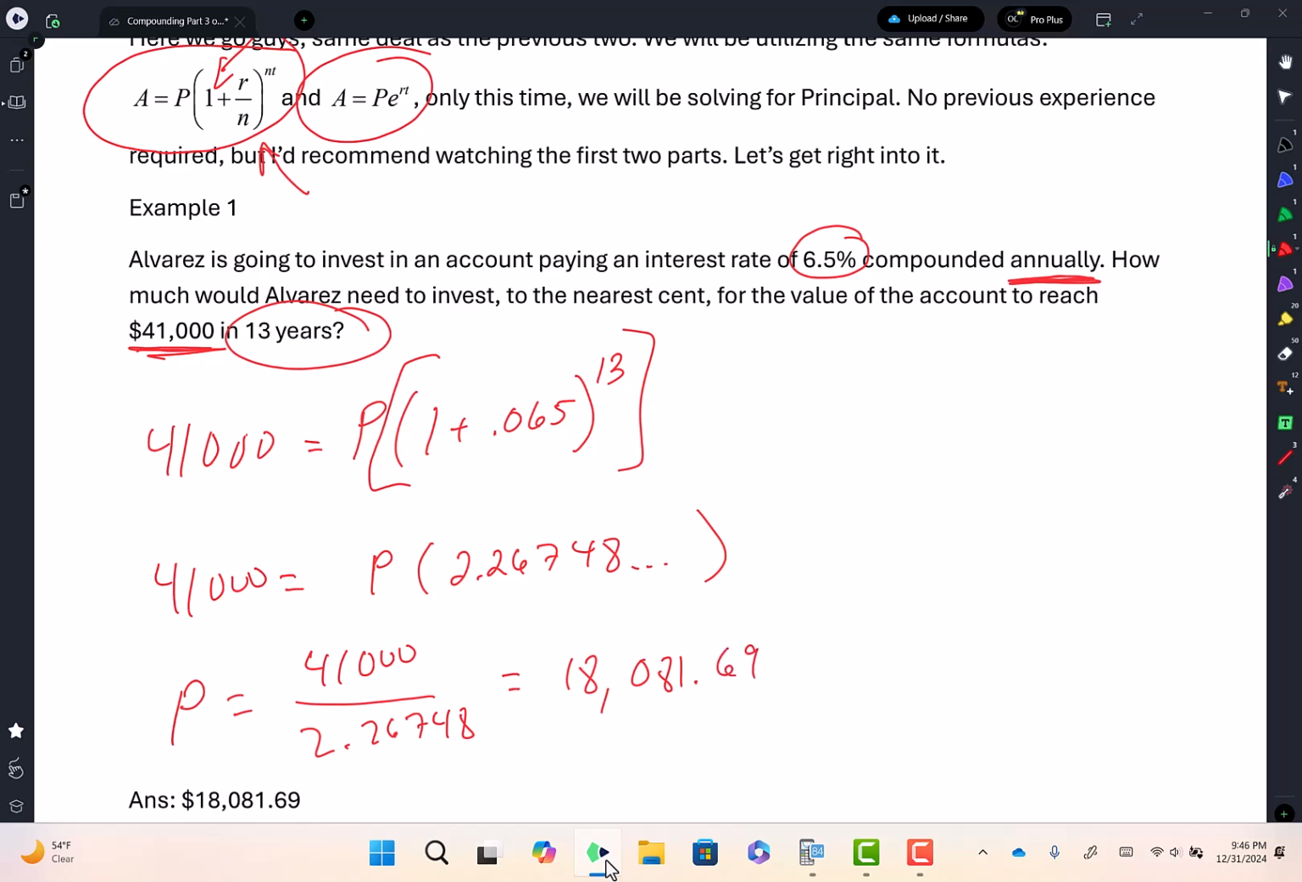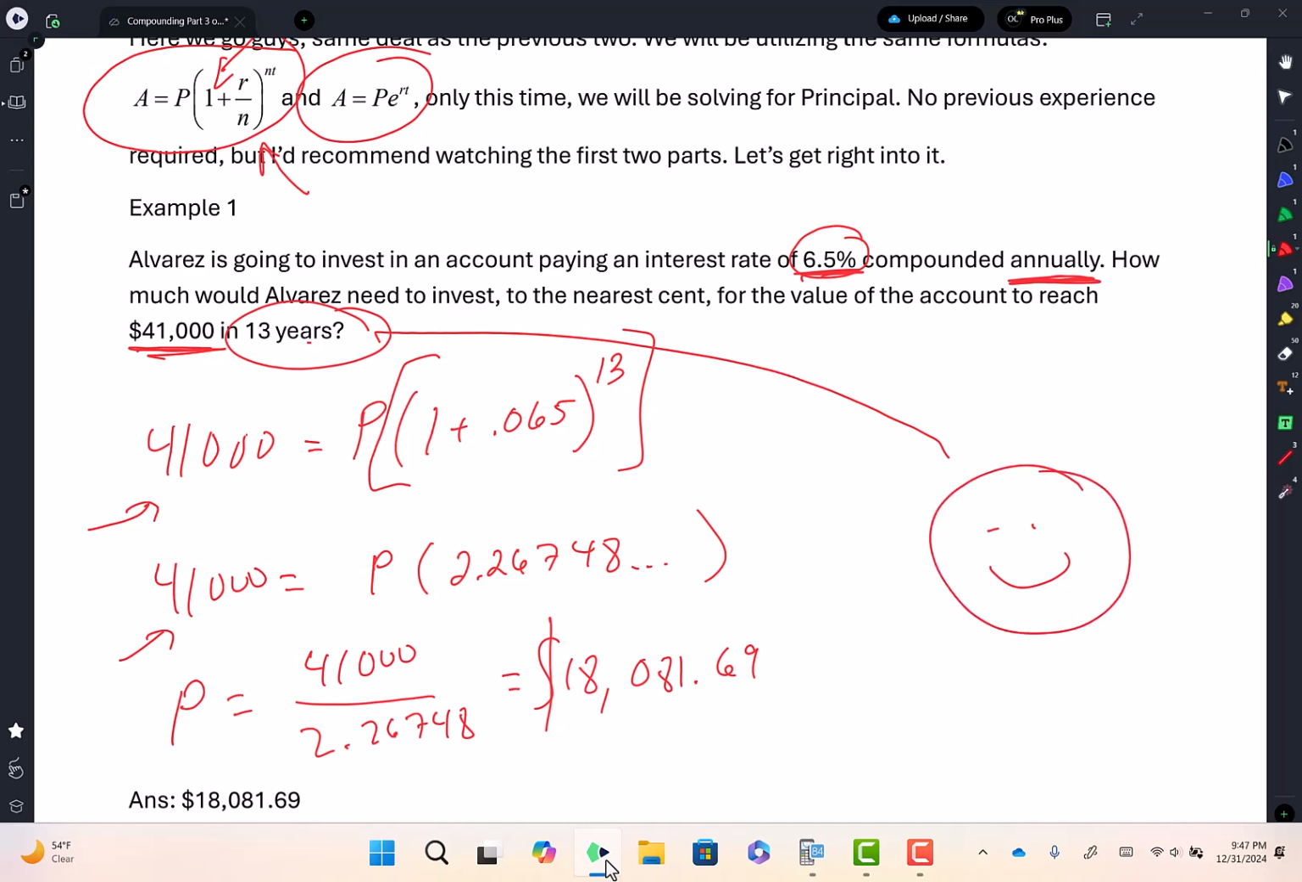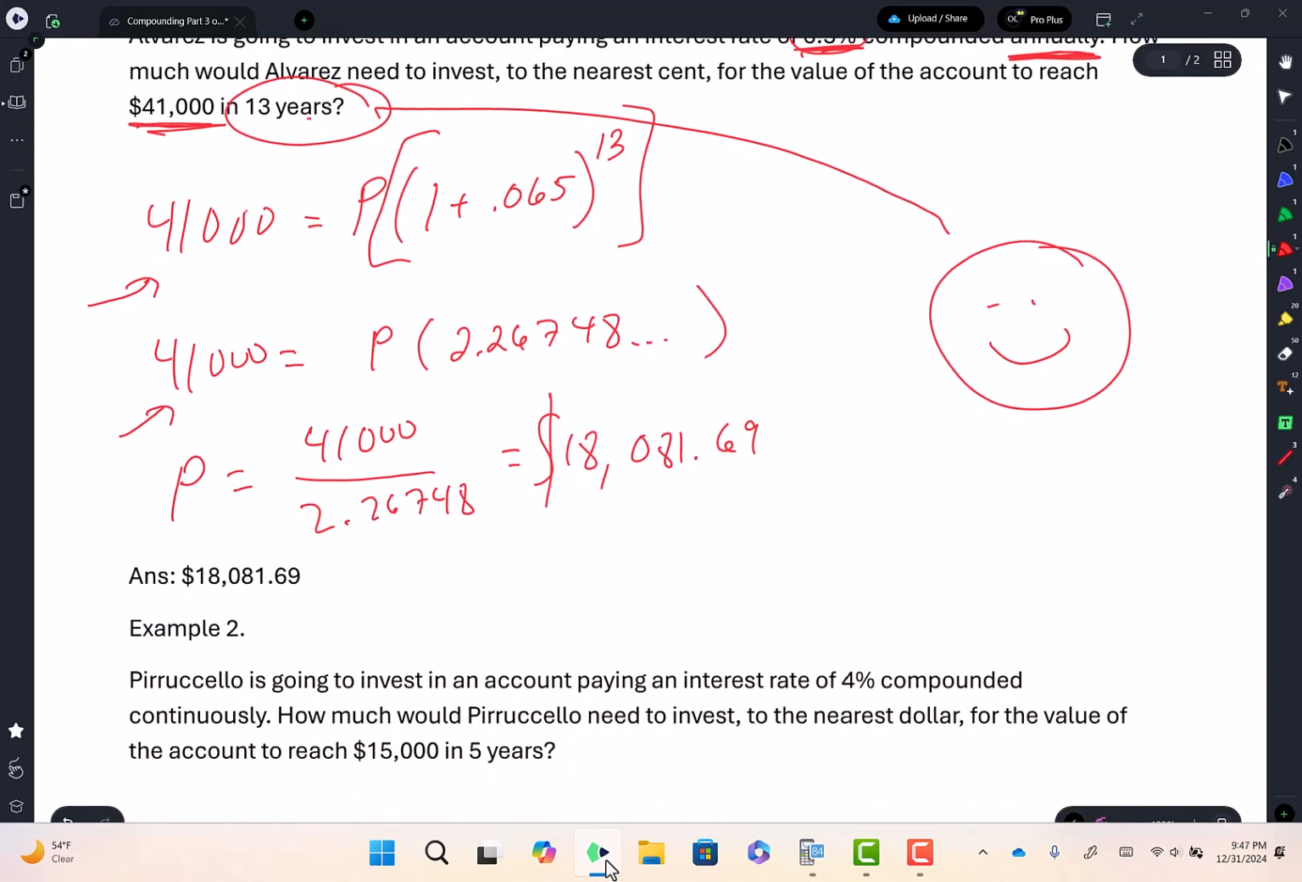18,081.69. In case you're wondering why I didn't use a comma over here, sometimes I get confused and put those as decimals when I know they should be commas. But if we're talking about money, you should probably put a comma there to indicate 18,000 is the initial. So Alvarez, if you want 41,000 in 13 years, you have to invest, well, $18,081.69, if it's being compounded at 6.5%, compounded annually. Hopefully that was cool, and you can see it's pretty straightforward, nothing crazy.